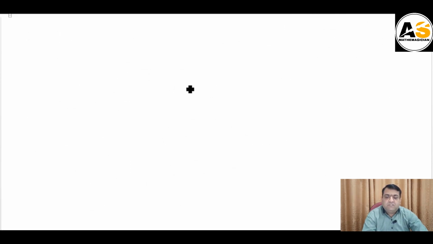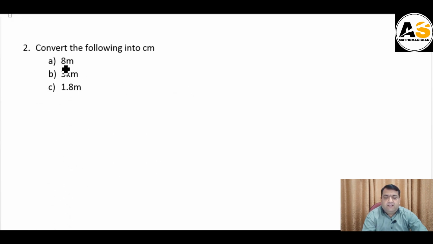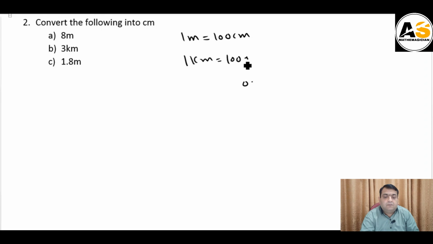We have already solved question number 1 for length. Question number 2 is again for length. We have to convert all these lengths into centimeter. For that, you need to keep in mind these are in meter, kilometer, and meter. 1 meter is equal to 100 centimeter, and 1 kilometer is equal to 1000 meters. So we need to convert all these three lengths into centimeters.